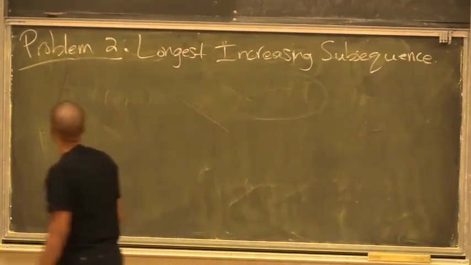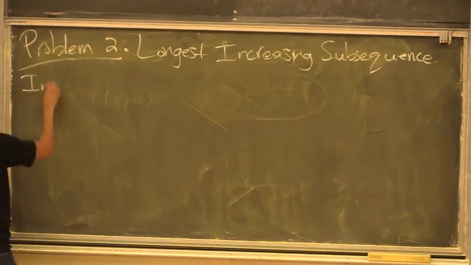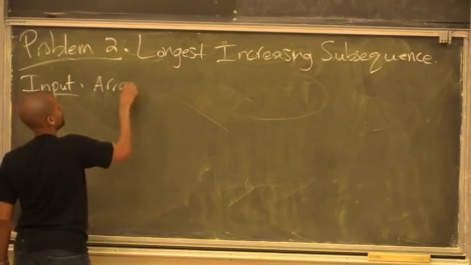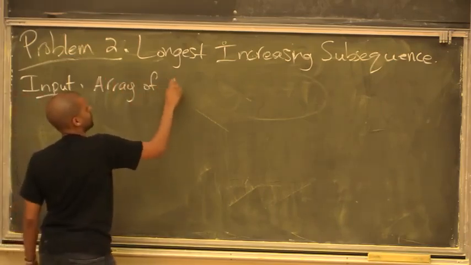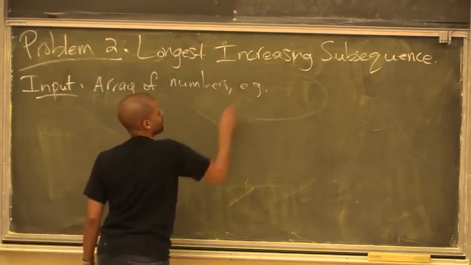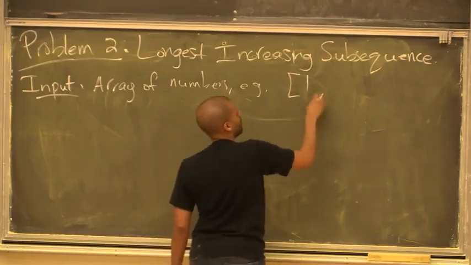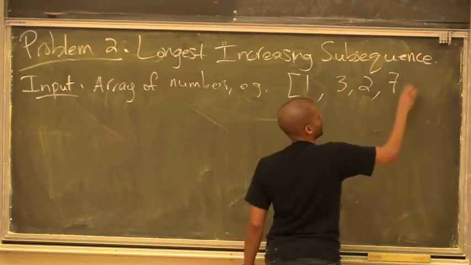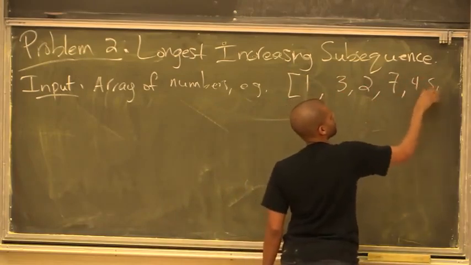Okay. So what is this problem? Your input is some array of numbers, for example, 1, 3, 2, 7, 4, 5, 6.